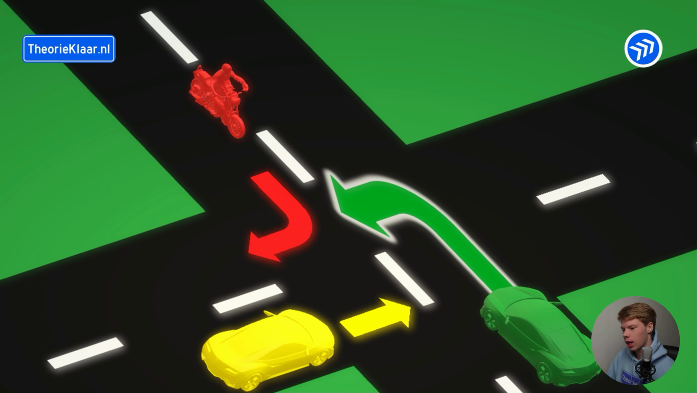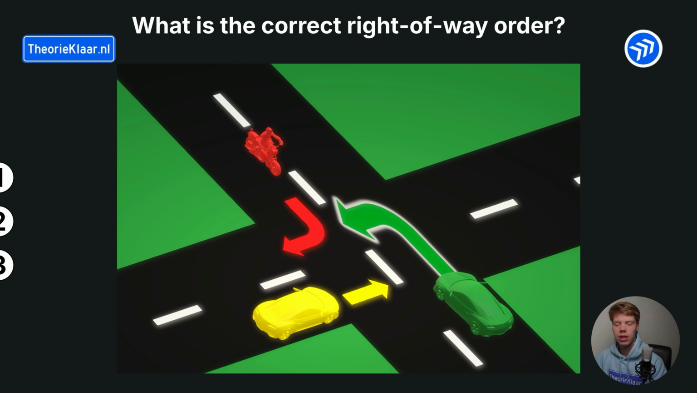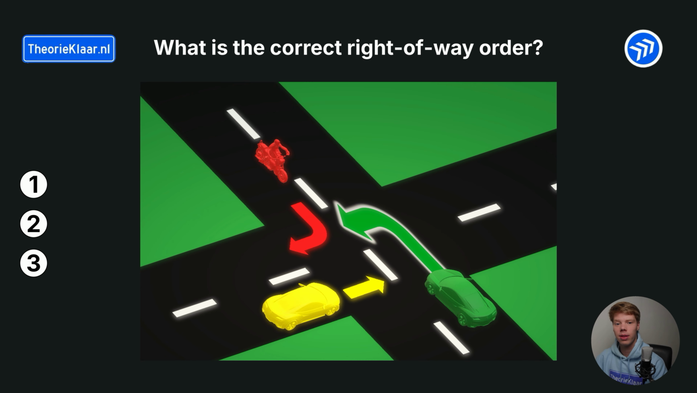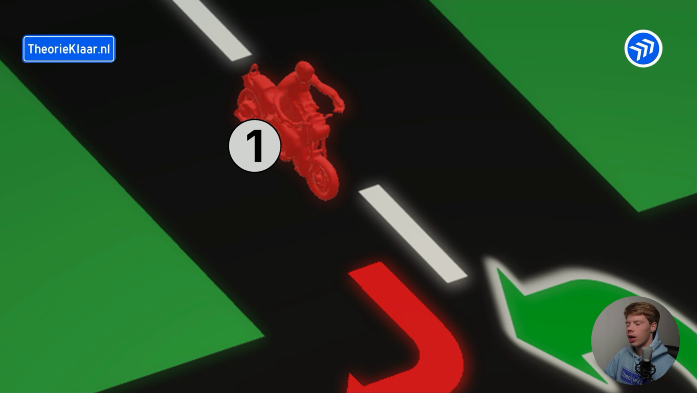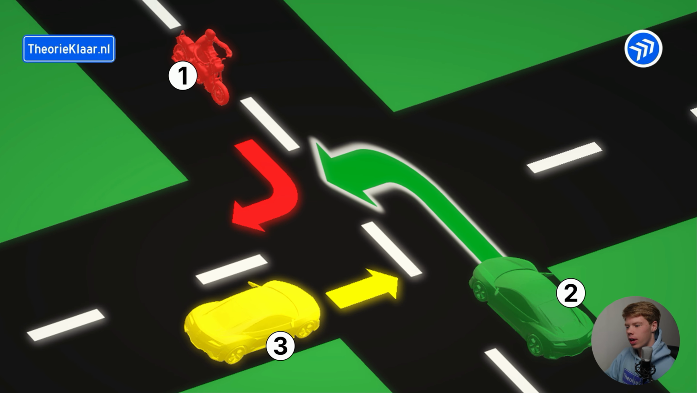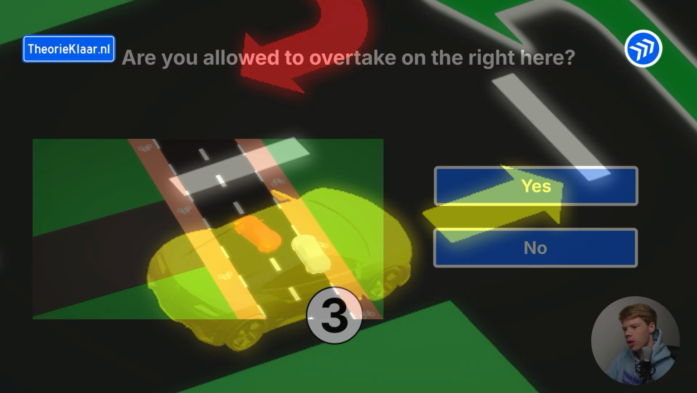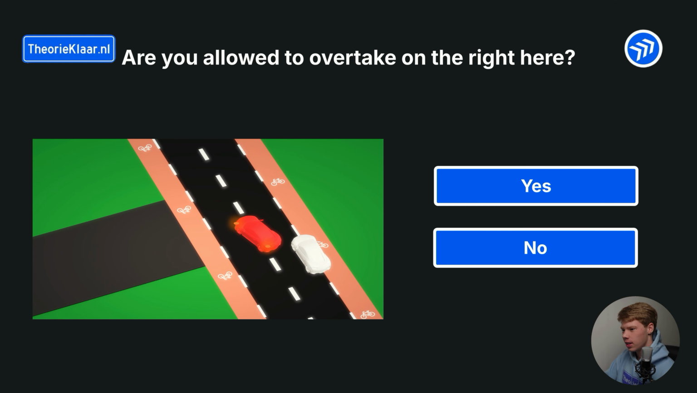However, when we take a look at the perspective from the yellow car, we do have the green car coming from the right. The green car and the red motorcycle are oncoming traffic. And with oncoming traffic, the rule is first a small turn and then a large turn. But the right answer is that first the red motorcycle goes, then the green car, and last the yellow car.